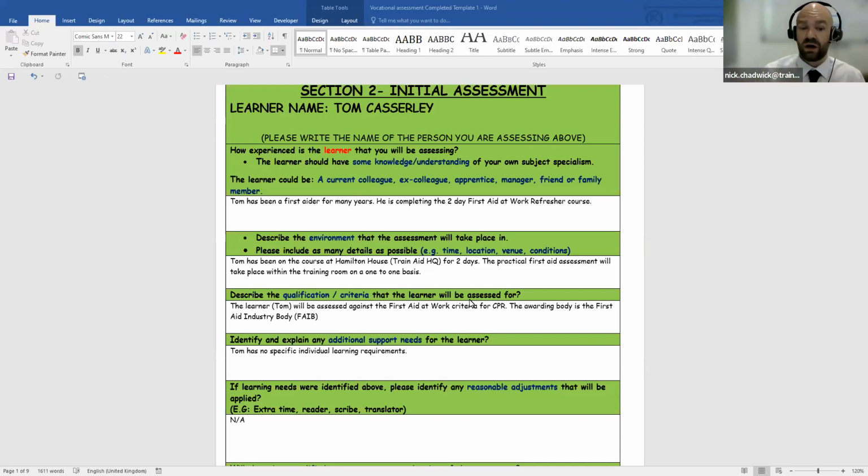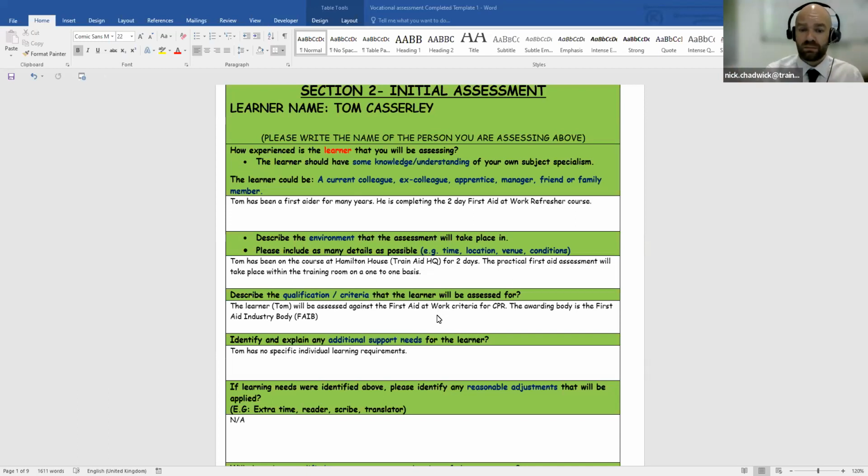So in terms of my example, okay, I'm going to be focused on a CPR practical, and I am going to be using the first aid at work criteria. These set of standards are going to be a fantastic benchmark for using when I observe my colleague Tom demonstrate his CPR skills on a mannequin.